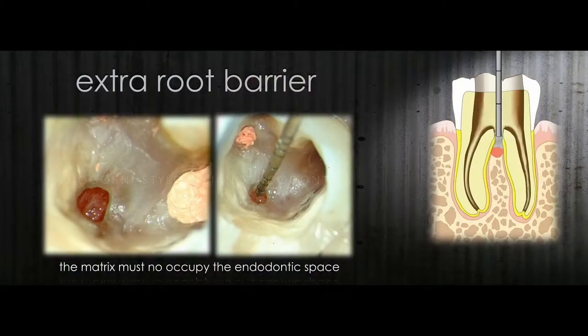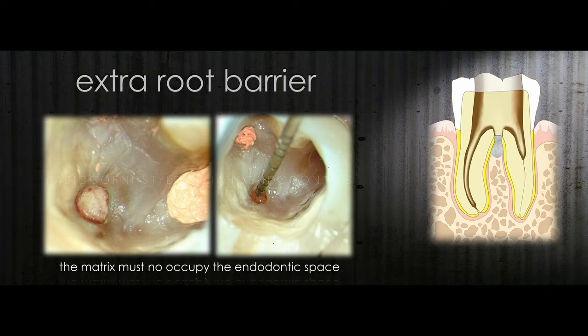One of the other very important steps of the procedure is the packing. But before the packing, we have to be sure that we can control the position of our material. So sometimes, when the defect below the perforation is big and we don't have any tissue that can control the position of our material, we can use an extra collagen barrier that makes a matrix below our perforation and helps us to control the material. When we want to use the extra root barrier, we have to understand that the barrier must not occupy the endodontic space. This is really important. So we have to check the depth of the defect, and only after that, push the barrier outside of the root.